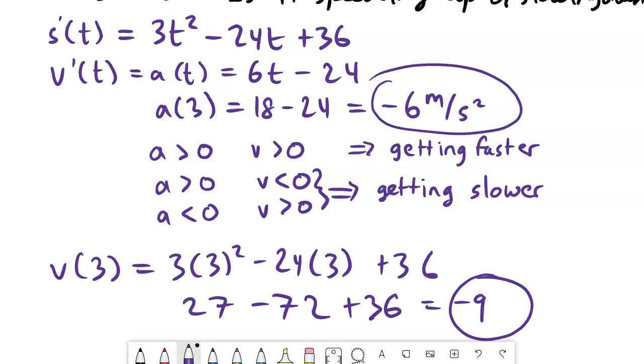Speed is just a size, not the direction. So just keep this in mind. Speeding up and slowing down, velocity and acceleration, they have to point in the same direction to speed up. If they're pointing in opposing directions, they are slowing down. So that's it for this problem. I know it's a lot, but hopefully these problems made more sense, and maybe you can try doing some of these on your own.